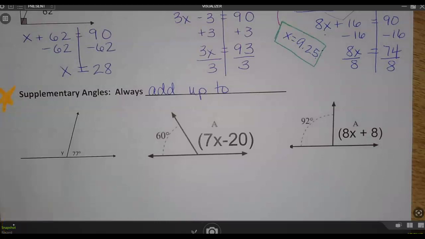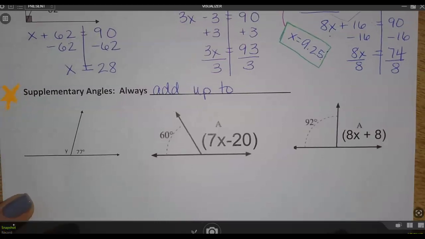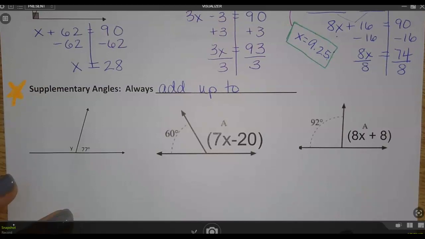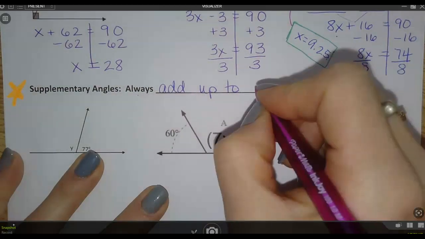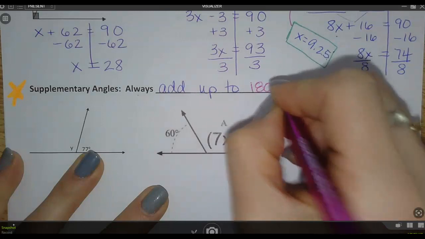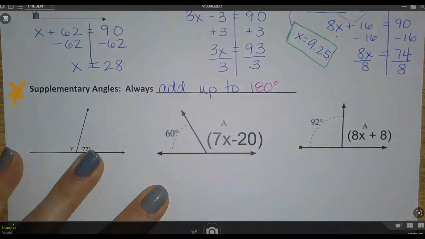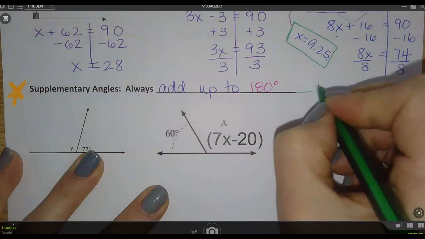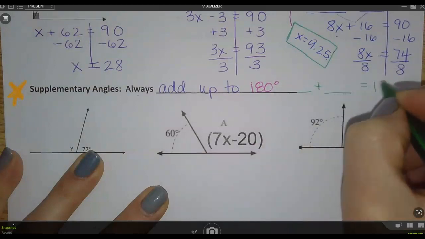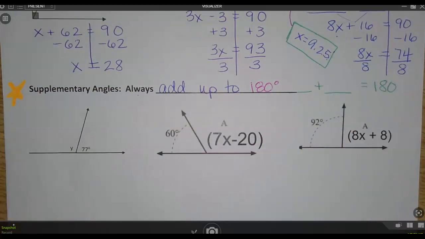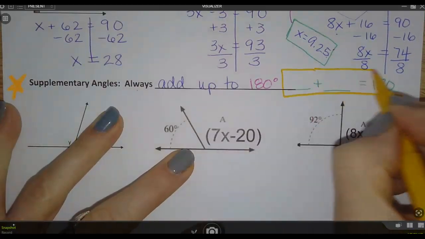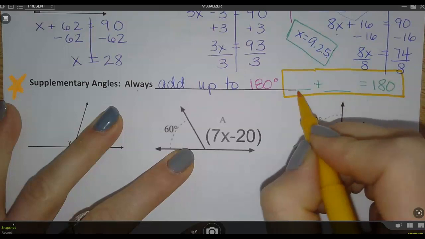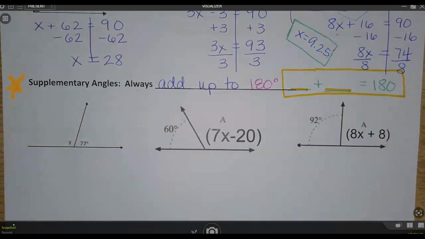Okay, let's move on to the last special type of angles we looked at, supplementary angles. We know supplementary angles always add up to 180 degrees. So your equation for these will be that the two angles add together and make 180. I'm going to put that in my box again so I can see it.